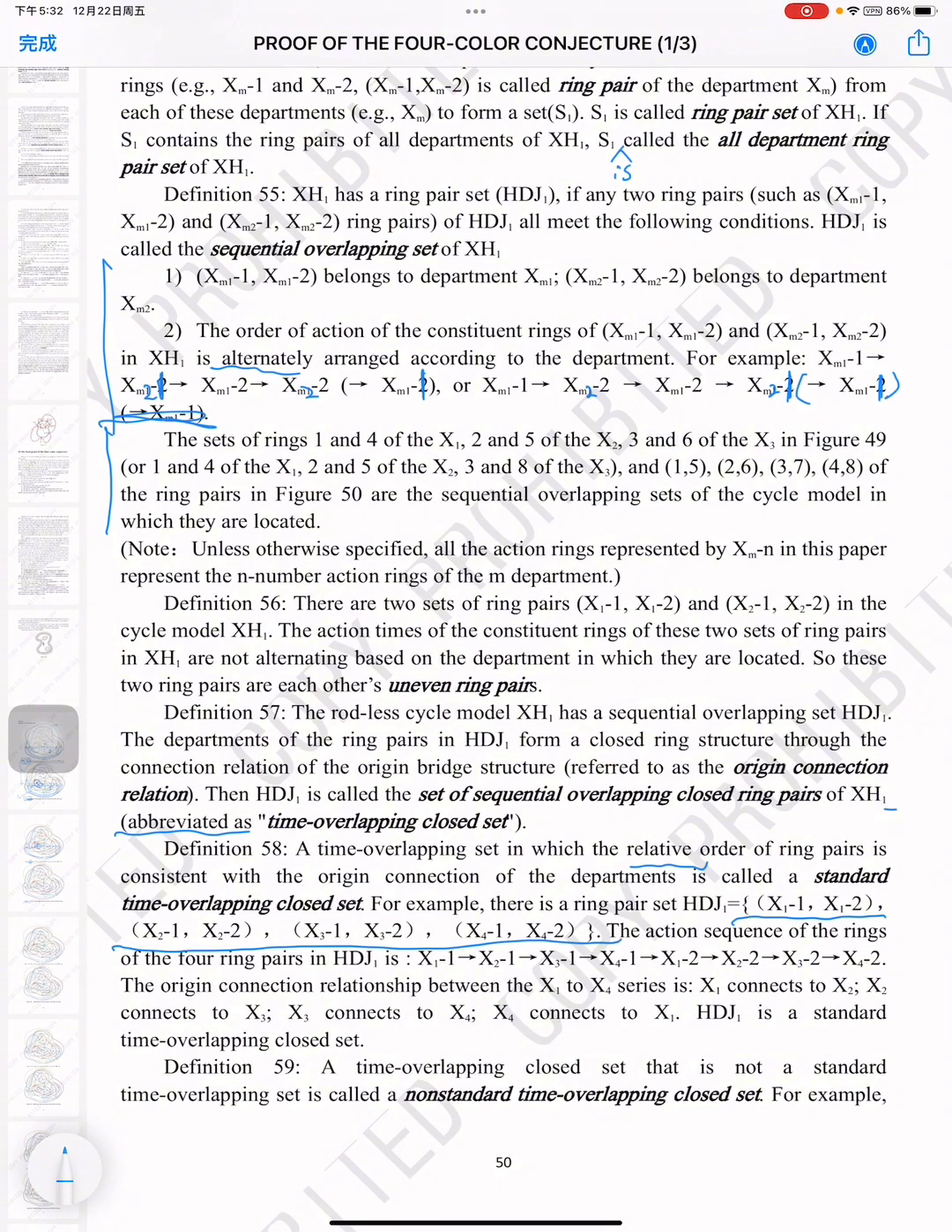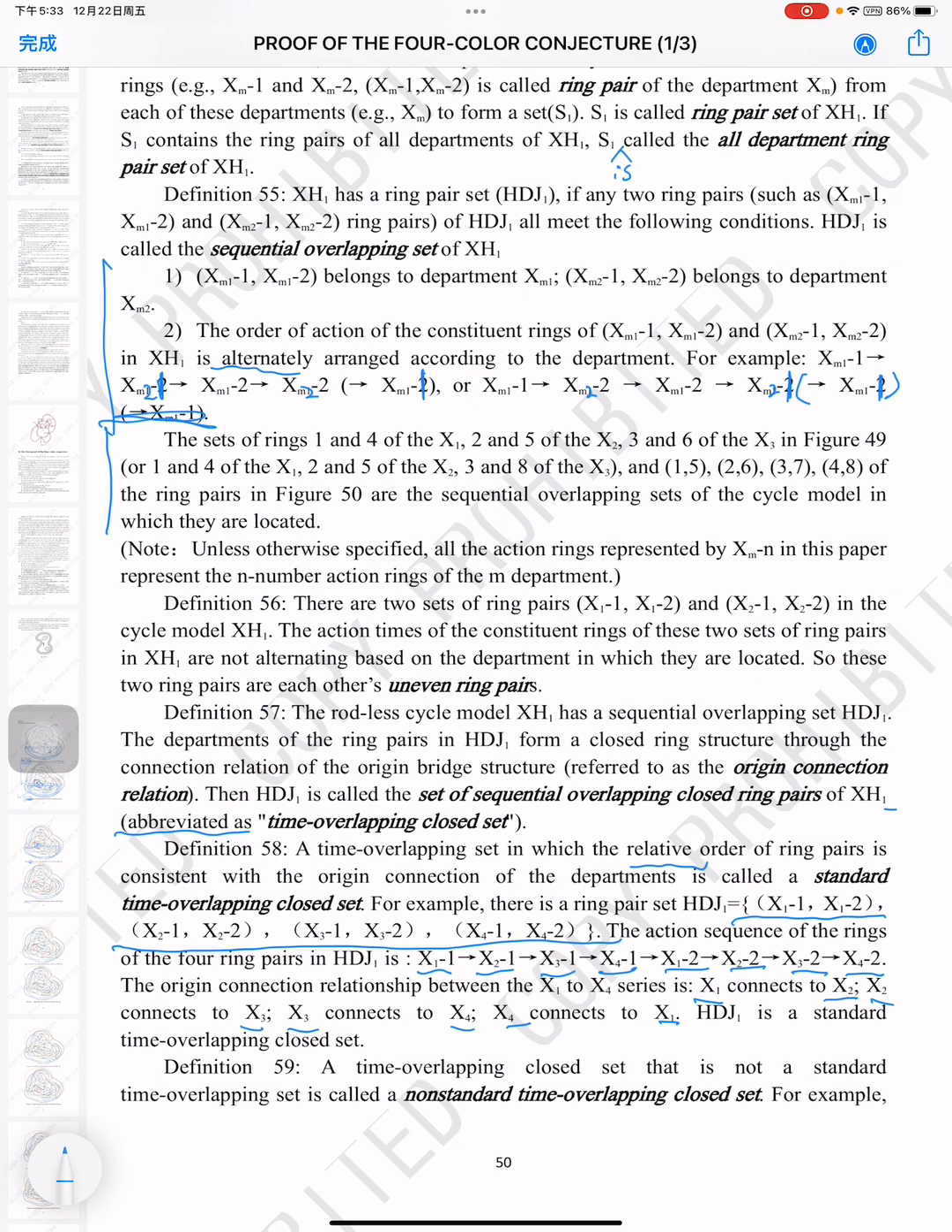The action sequence of the rings of the 4 ring pairs in HDJ1 is this: 1 1, 2 1, 3 1, 4 1, 1 2, 2 2, 3 2, 4 2. The origin connection relationship between the X1 to X4 series is 1 connects 2, 2 connects 3, 3 to 4, 4 to 1. HDJ1 is a standard time overlapping closed set.